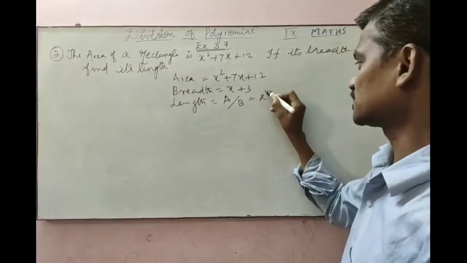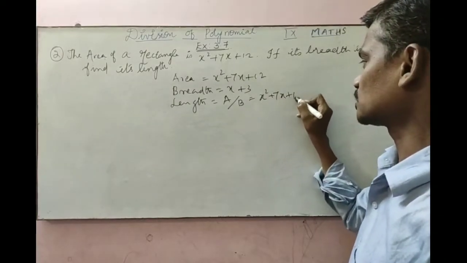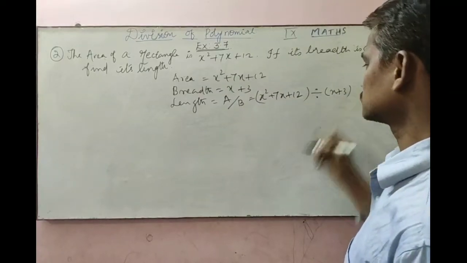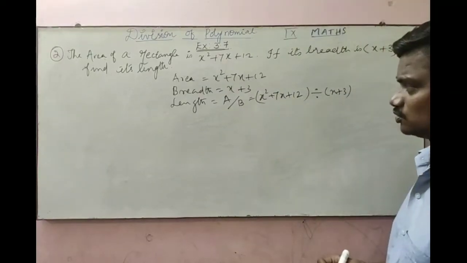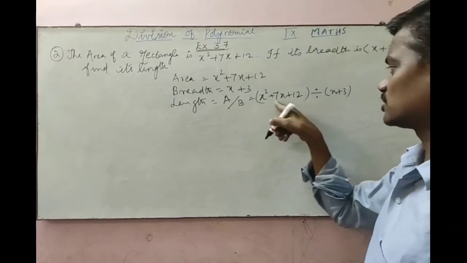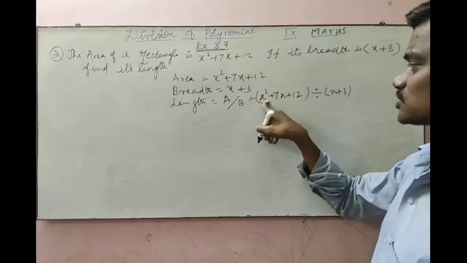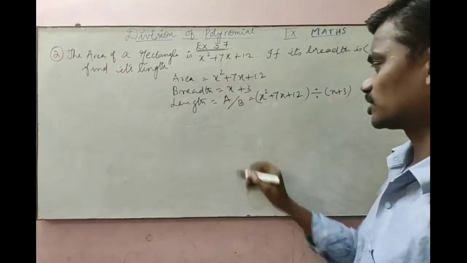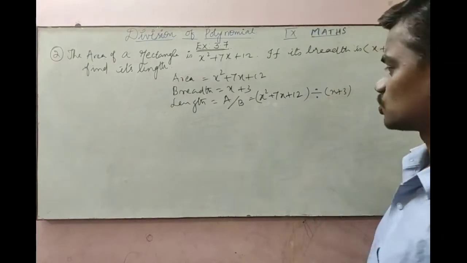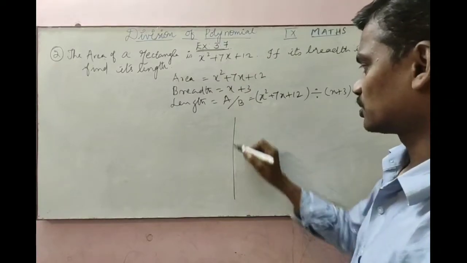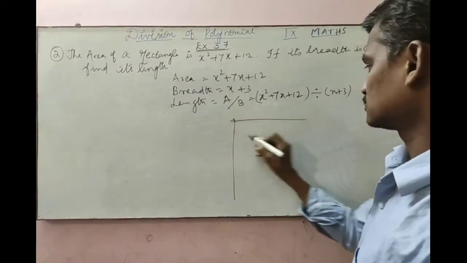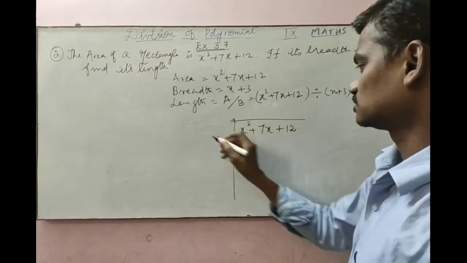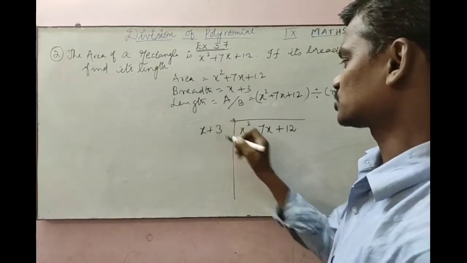So what is the area here? x square plus 7x plus 12 divided by x plus 3. So we have to divide these two polynomials. Here this polynomial is a square polynomial. It has a square term, an x term and the constant term. Here this is a linear polynomial which has its power as 1. Now I am going to divide this x square plus 7x plus 12. Here the divisor is x plus 3.